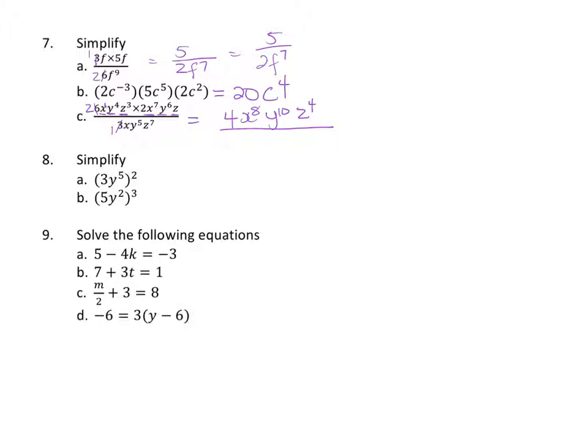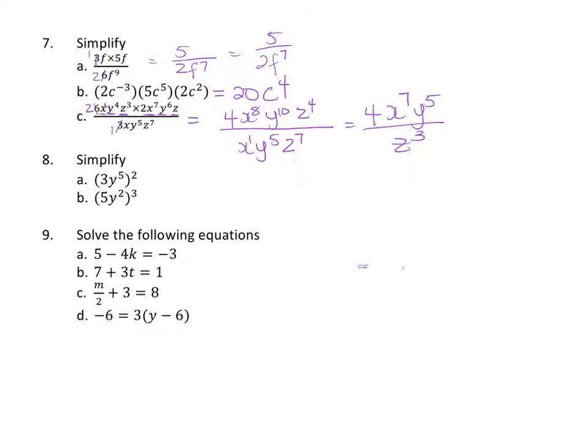Then divide that by x to the power of 1, y to the power of 5, z to the power of 7. So we have 8 x's on top and 1 below, so we'll end up with x to the power of 7. We have 5 y's below and 10 on top, so we'll end up with 5 y's on top. And we have 4 z's on top and 7 z's below, so we'll end up with 3 z's below. And that will be our answer for 7c.